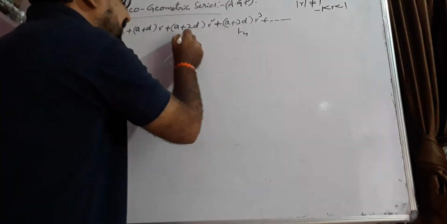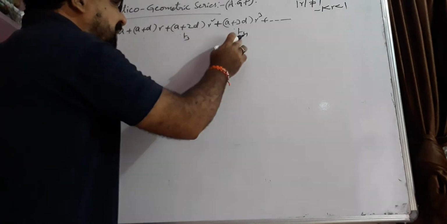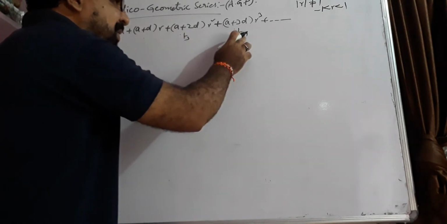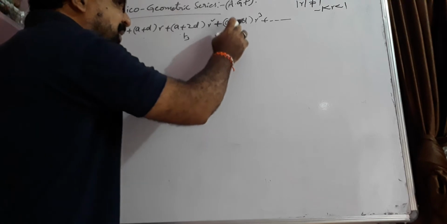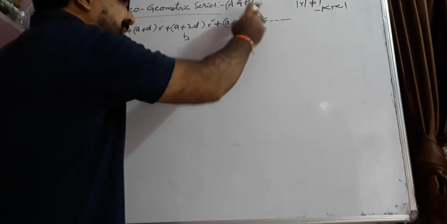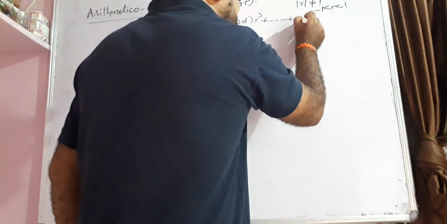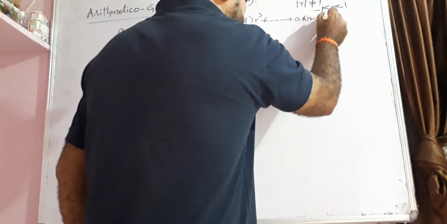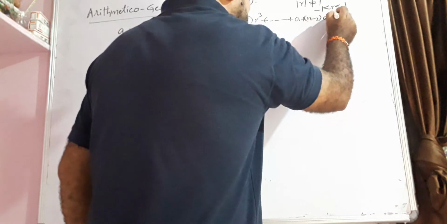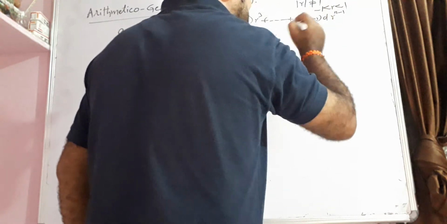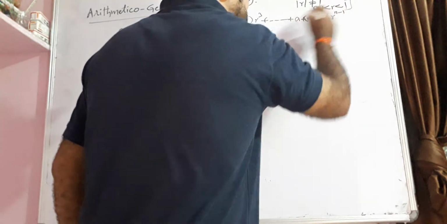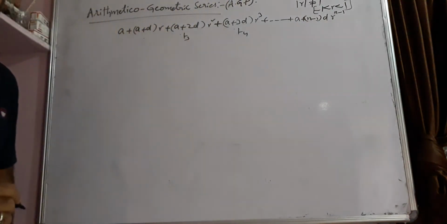This is the third term, and this is the fourth term. For the fourth term, A plus 3D is nothing but 4 minus 1 into D, with R power 3. So Tn is equal to A plus n minus 1 into D into R power n minus 1. This is the general form of AGP.